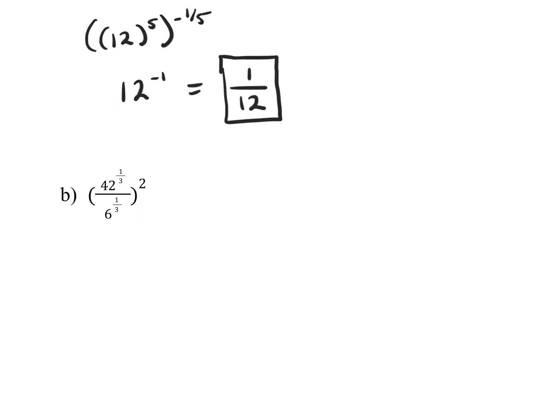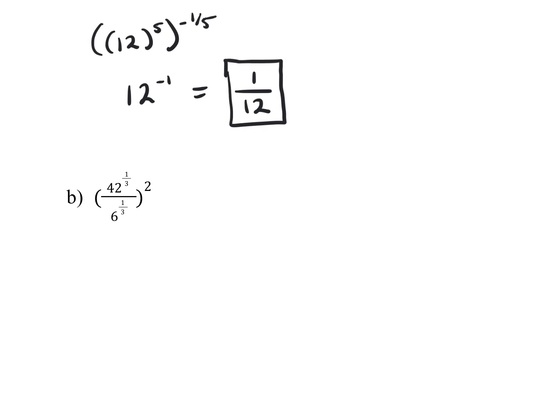Okay, here, let's try one more together. Again, I notice that while my bases are not the same, so I can't use my quotient rule yet, the exponents are the same. So I can rewrite this as 42 over 6 to the 1/3, and then all of that still squared, because again, if I went backwards, this would be 42 to the 1/3 over 6 to the 1/3. Now I can use my power property.